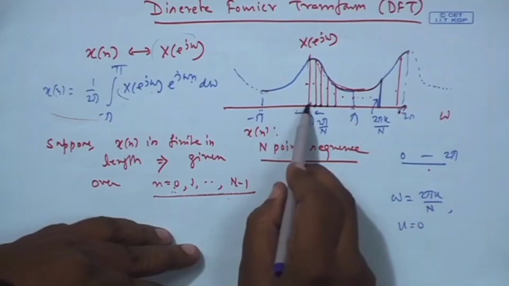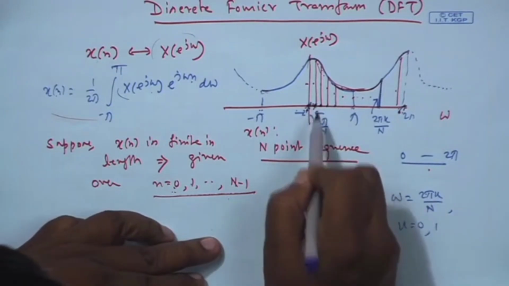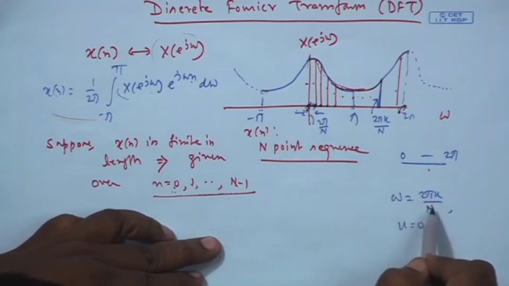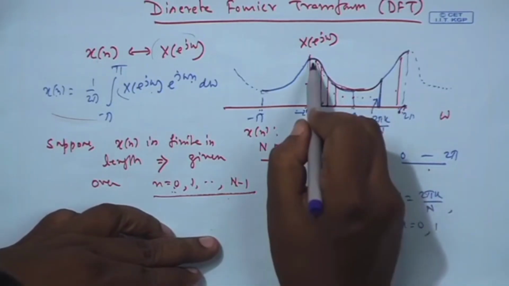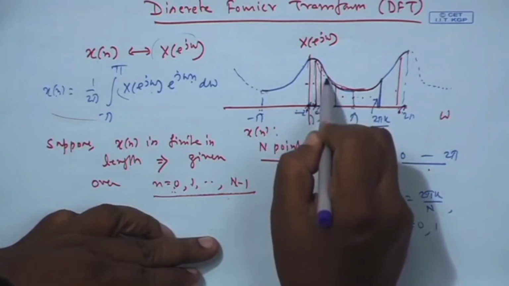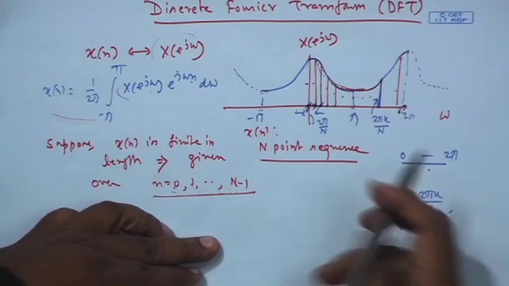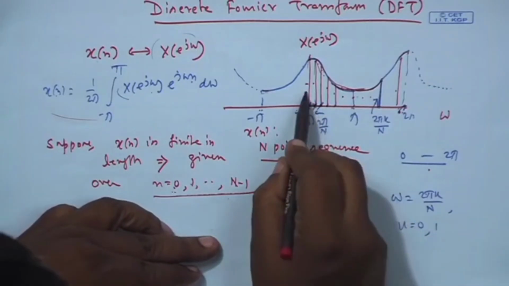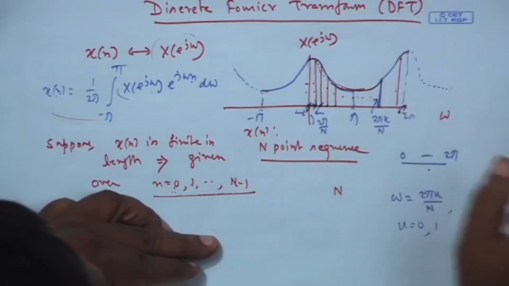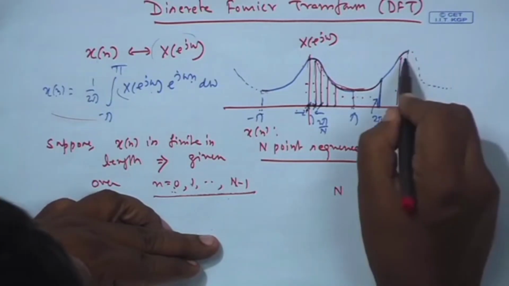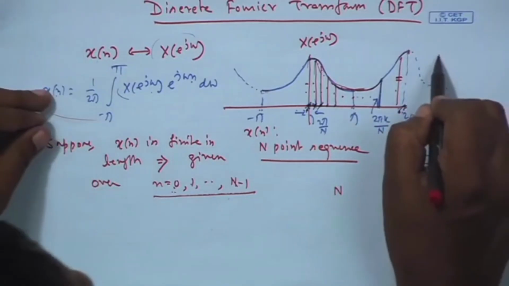If k is 0, omega is here. If k is 1, 2 pi by N, I am here. If k is 2, 4 pi by N, I am here, and so on. For any k, it is here. So, I am just sampling like this. How many samples can I get? N samples: 0th sample, first sample, second sample, like that. What will be the last sample here? This was the 2 pi case. So, this is the last sample. Last sample will be the N minus 1th sample.